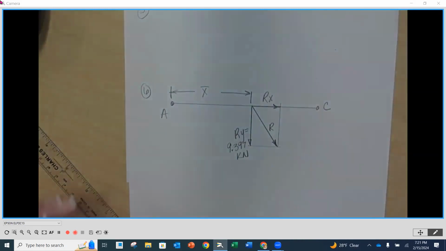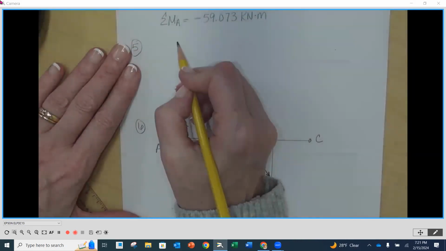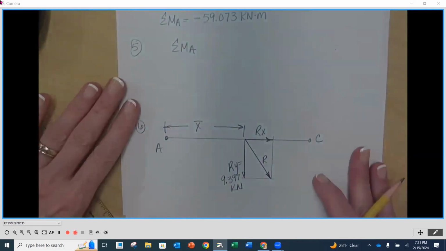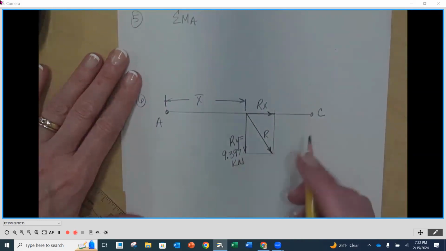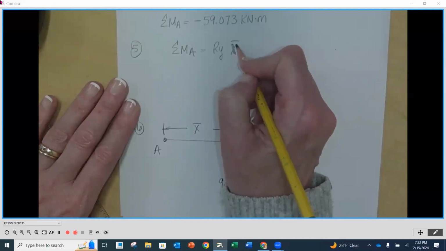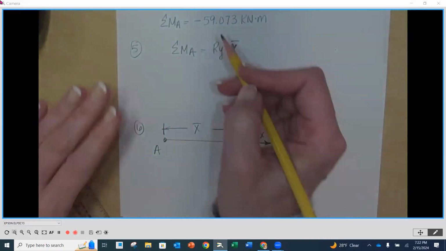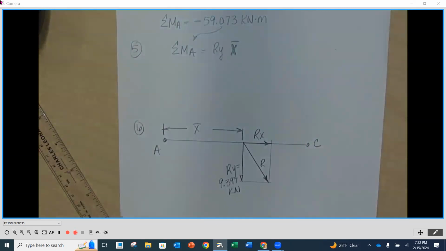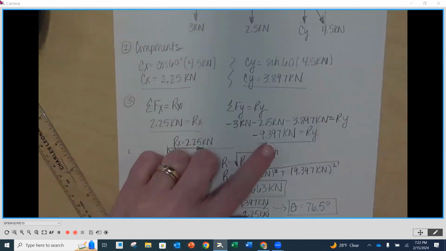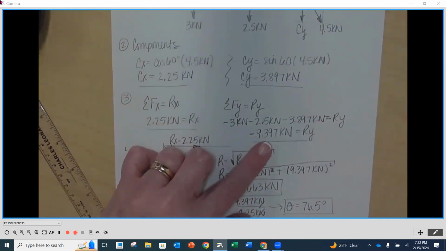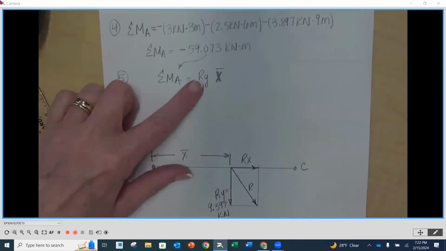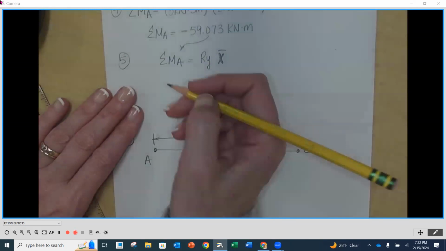So I'm going to go back up here and we're going to say the sum of our moment around A is going to be equal to force times distance. Our force is going to be RY. Our distance is going to be X bar. We know our sum of moment around A, we know our RY, and don't forget its sign. It's a negative 9.397. We didn't put the negative here because it's pointing down, but we need it in here. And then our only unknown here is going to be our X bar.